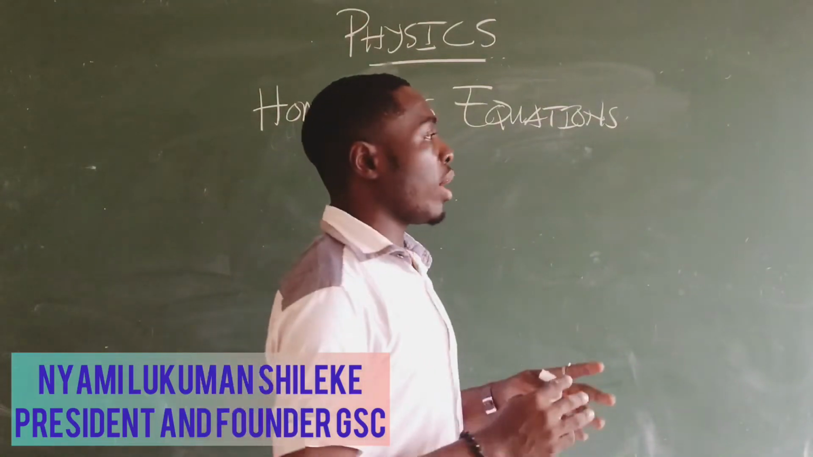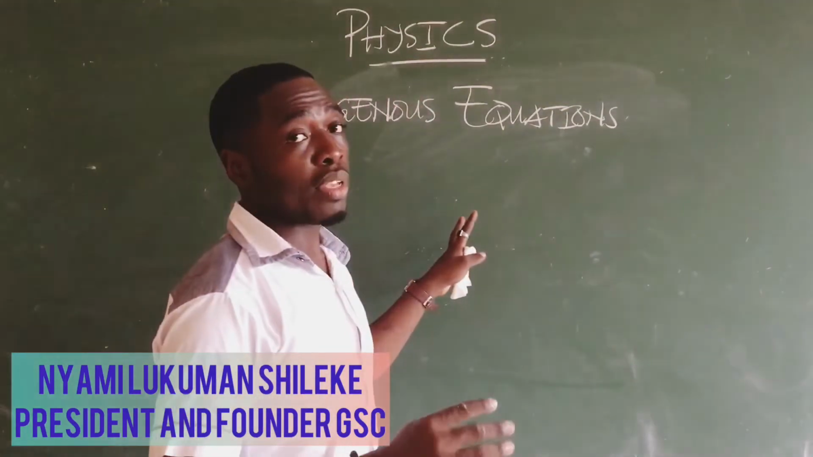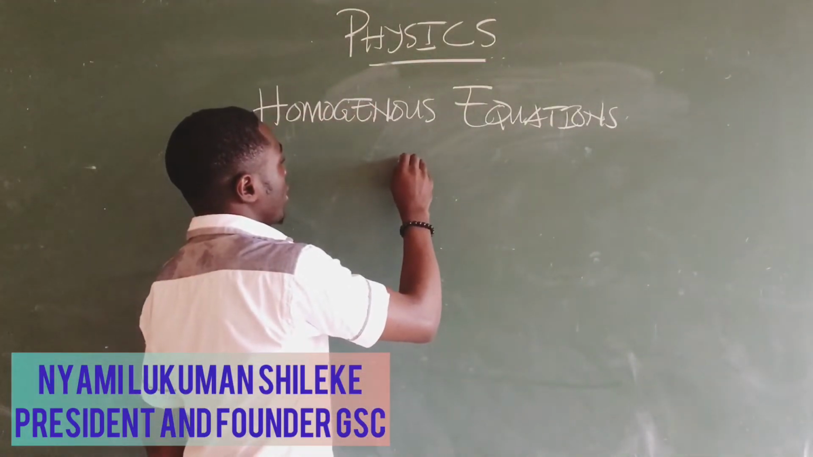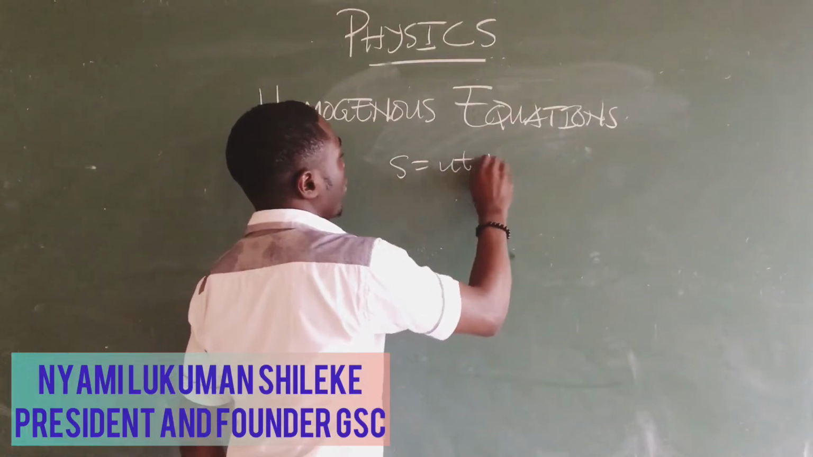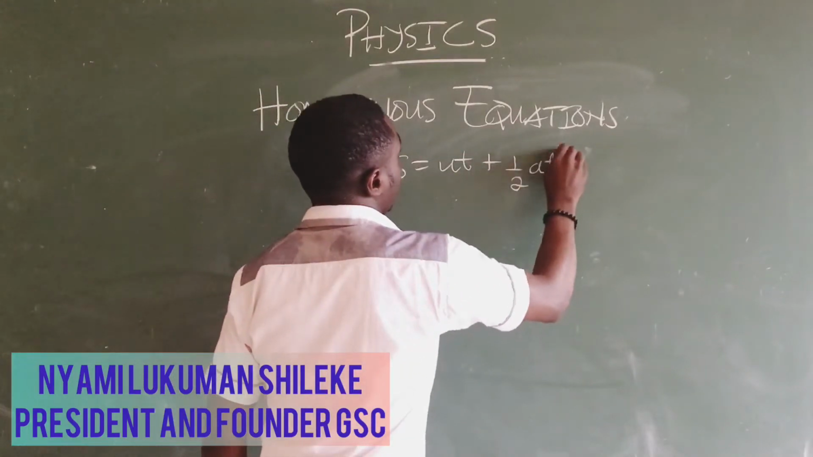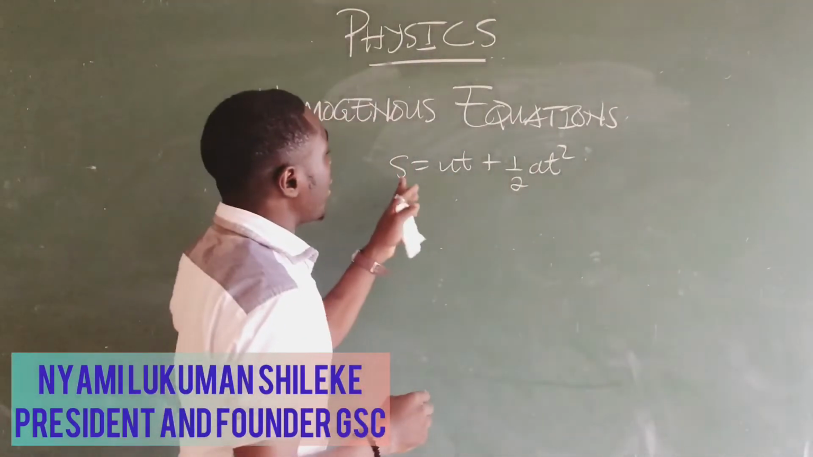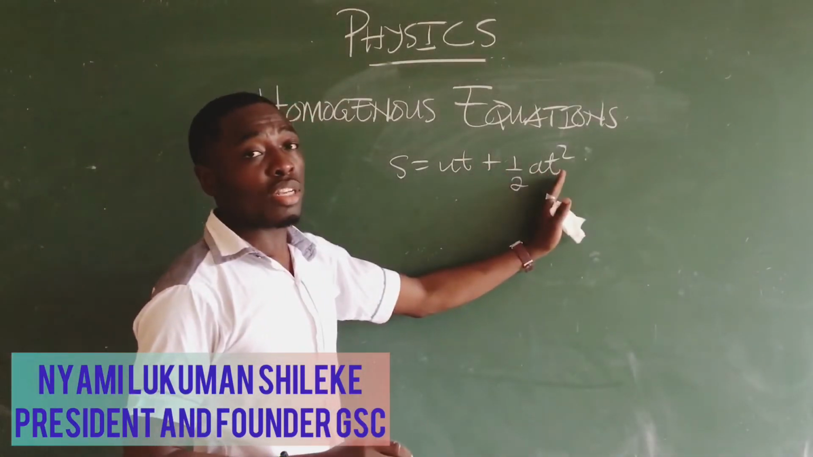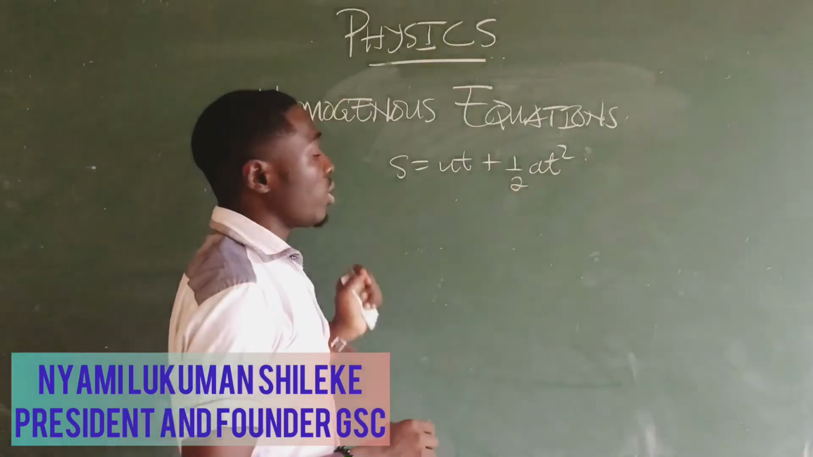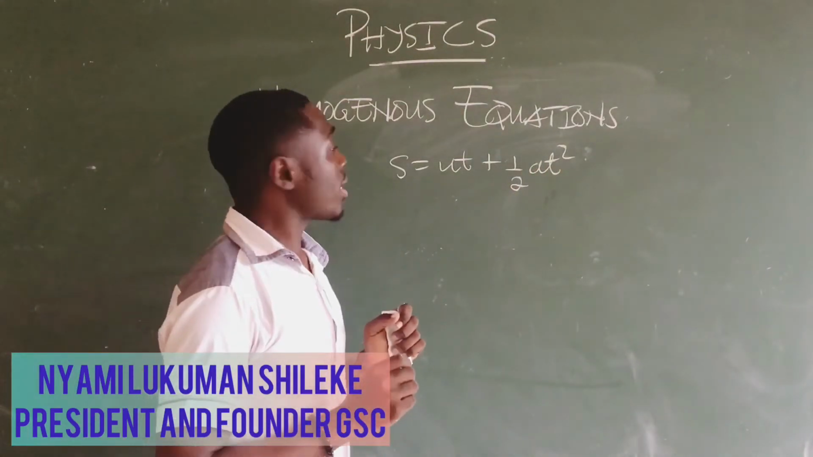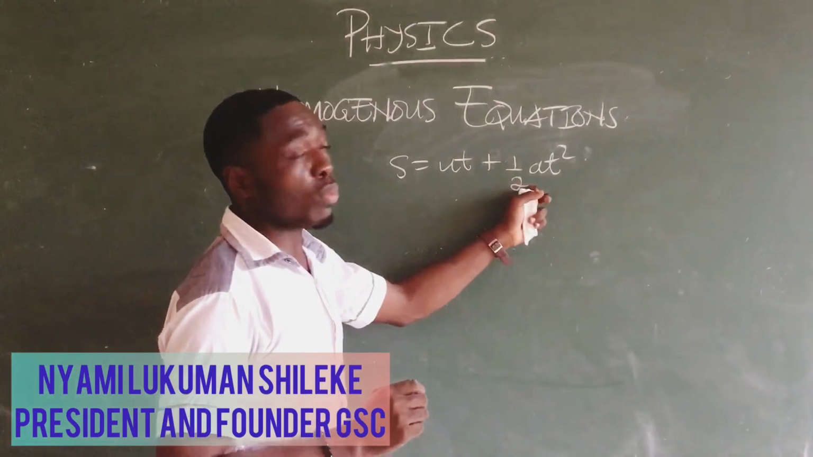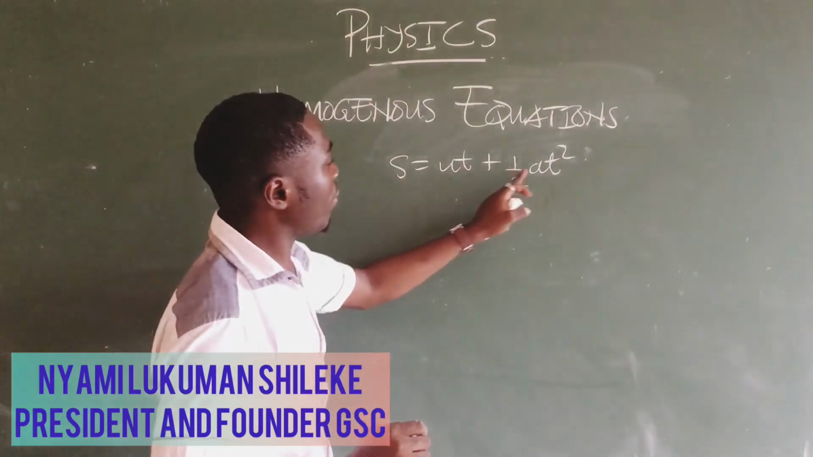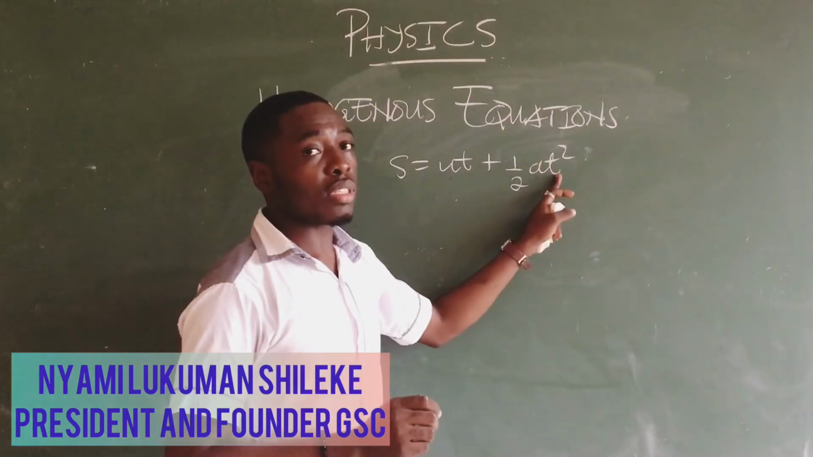Okay, so I'm just going to give an example here, a very common example: s equals ut plus half at squared. Now in this equation, how many terms are there and how many quantities are there? Just use 1 second to think about that. You see there are 3 terms in this equation, and there are 1, 2, 3, 4, 5 quantities in this equation, okay?